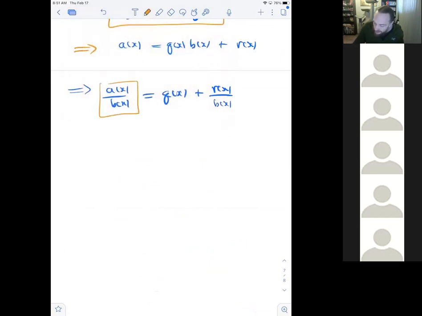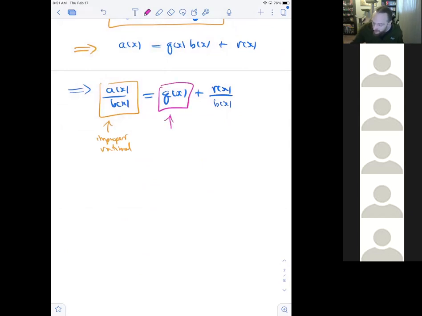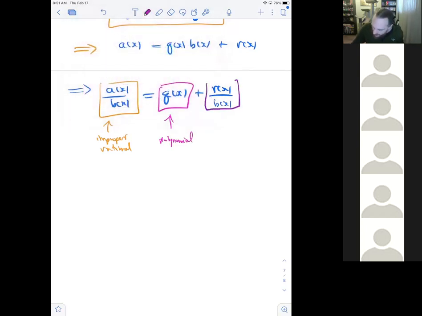So what we're doing here is we've got three pieces now. This is improper. Using the long division, I've now created a polynomial plus, and now this is proper. So if you have improper, you can always create proper from doing long division, and then you're going to get a polynomial plus a proper.